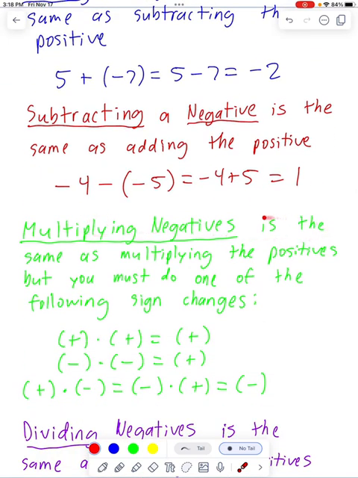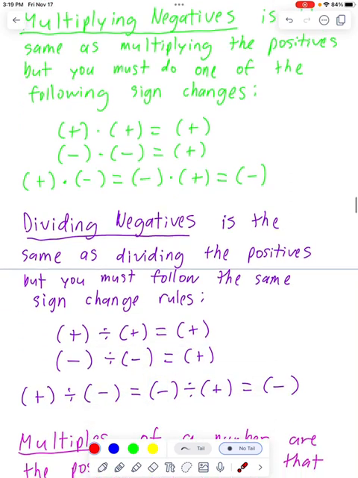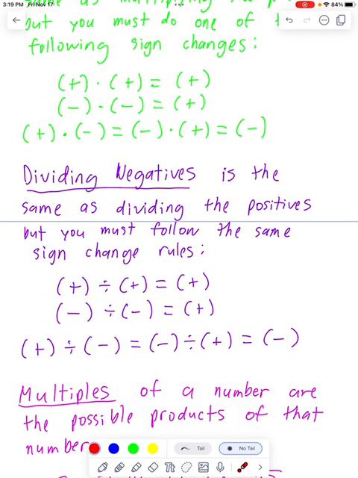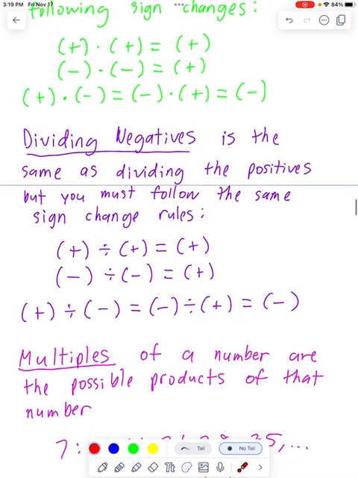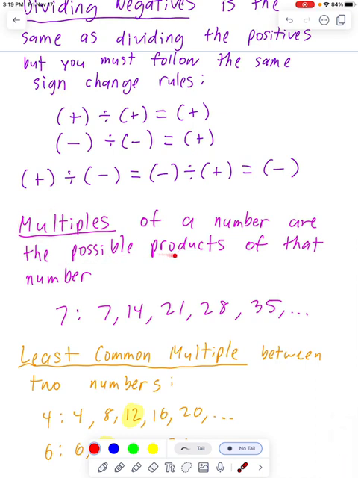Multiplying negatives, we have to follow some rules. We can treat it as the same thing as multiplying the positives, but you have to follow the sign changes. So these are the sign changes. Positive times a positive will be positive, negative times a negative is positive, and this will give you a negative. Dividing negatives, we perform the division as per usual, and we follow the same sign changes as multiplication.